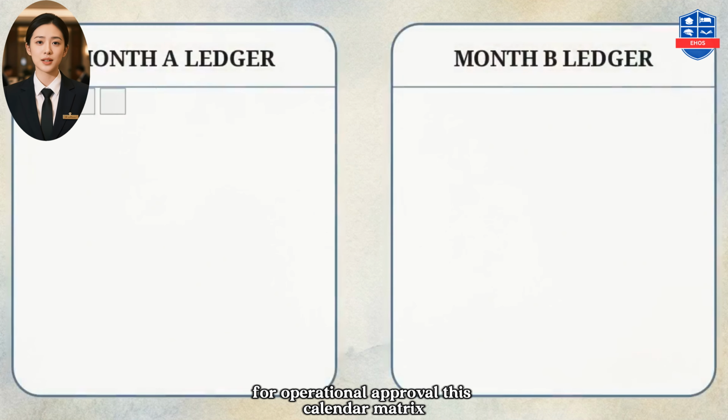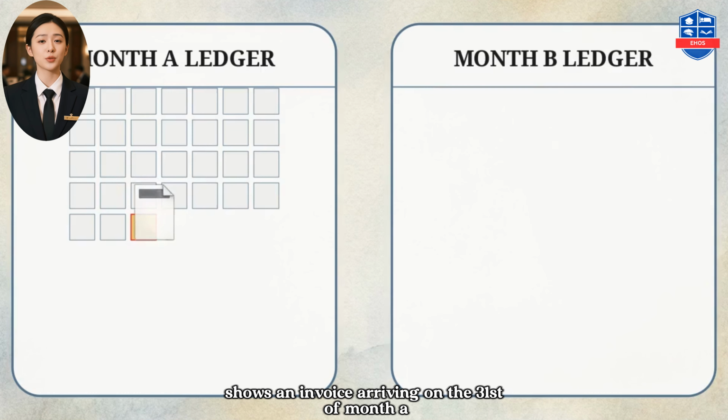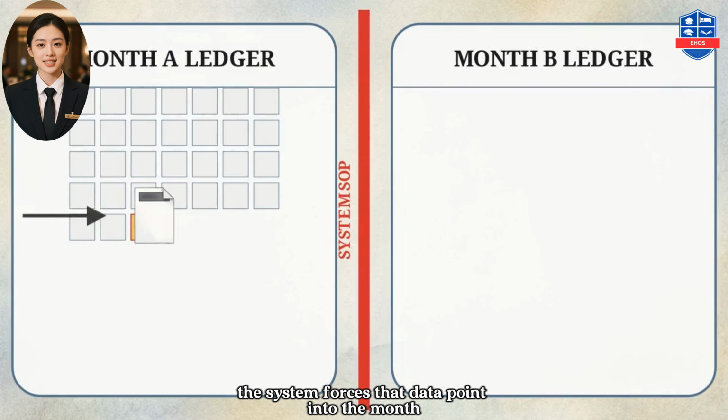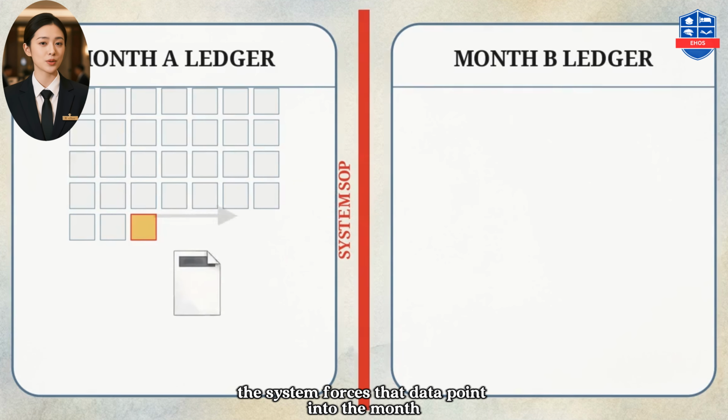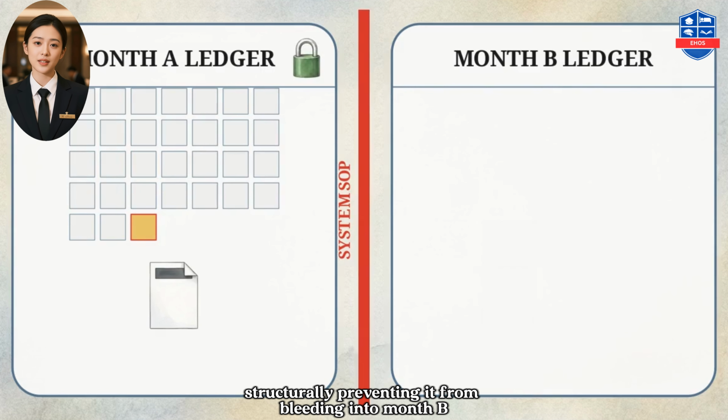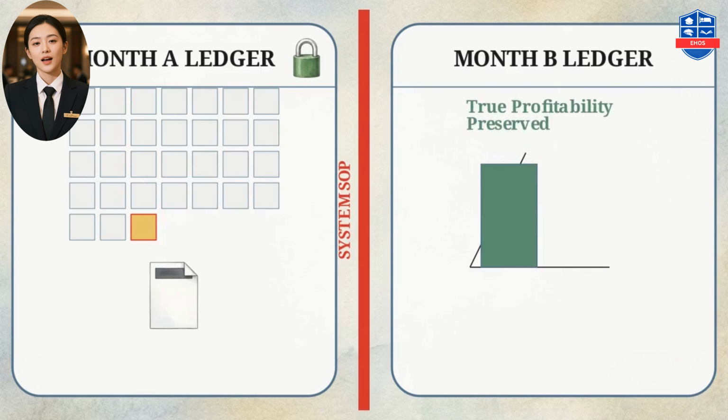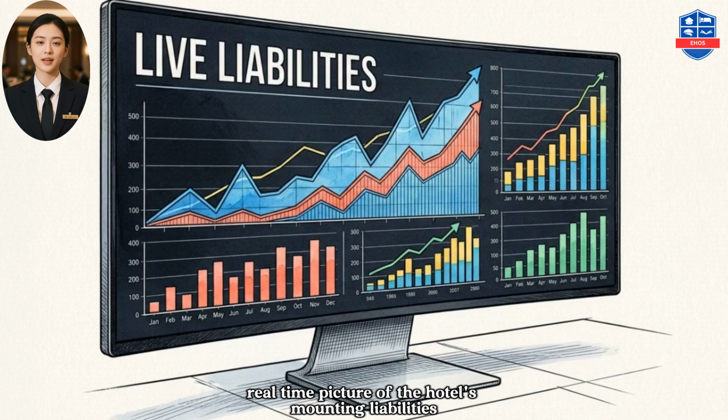This calendar matrix shows an invoice arriving on the 31st of month A. The system forces that data point into the month A ledger, structurally preventing it from bleeding into month B. Allowing expenses to slide artificially depresses the subsequent month's profitability. This strict synchronization of dates and ledgers is known as accounting period integrity. Rapid date-stamped logging ensures the AP system constantly reflects a true, real-time picture of the hotel's mounting liabilities.